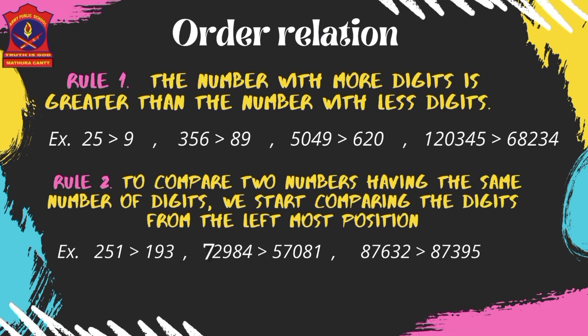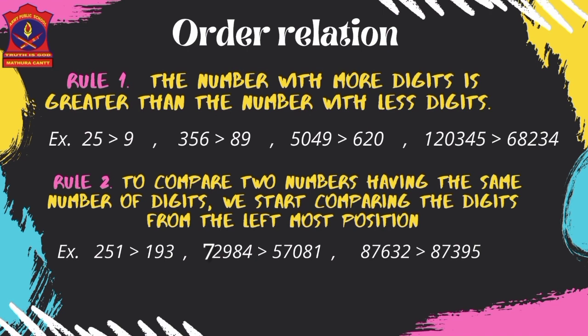Now coming on to the order relation, that is comparing of numbers. First of all, you have to keep in mind rule number 1. The number with more digits is greater than the number with less digits. As you can see, 25 being a 2-digit number is greater than 9, a 1-digit number, and 356 being a 3-digit number will be greater than the 2-digit number 89. Likewise, you can see the other examples.